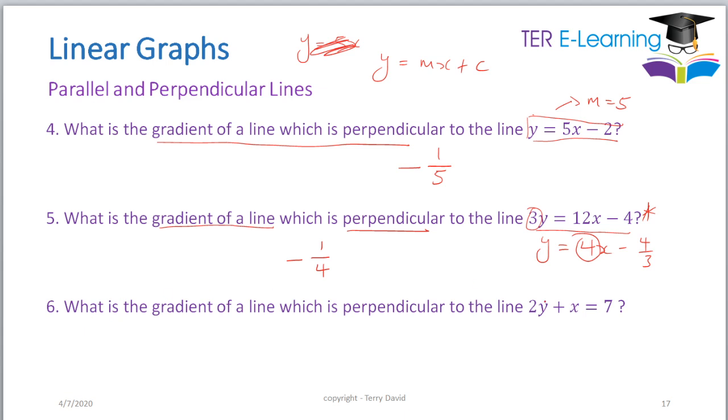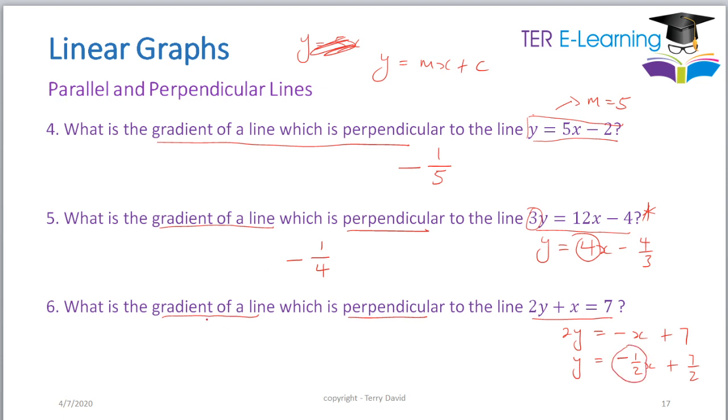Number 6 now, we have a line here, 2y plus x equal to 7, right? And they want to know the gradient of a line which is perpendicular to this line. So the first thing I need to do is to rearrange this formula. So it'll be 2y is equal to minus x plus 7, and therefore y is equal to minus a half x plus 7 over 2, right? So my gradient of this line here is minus a half.